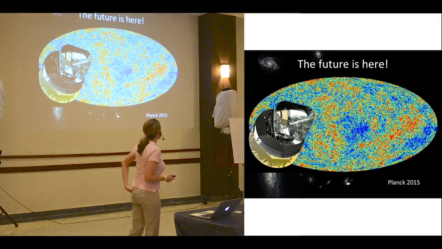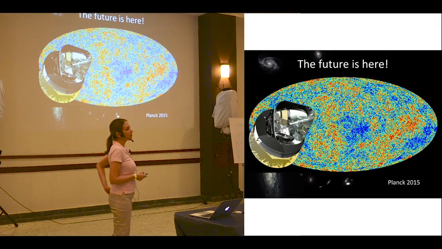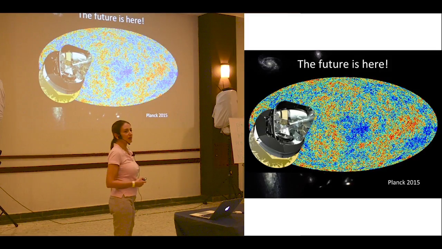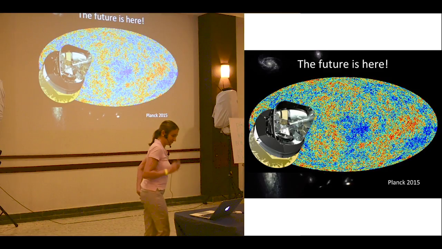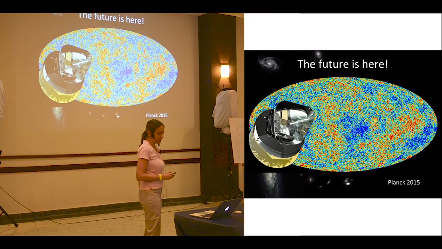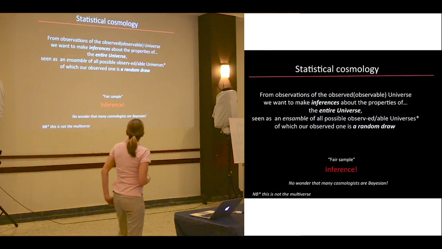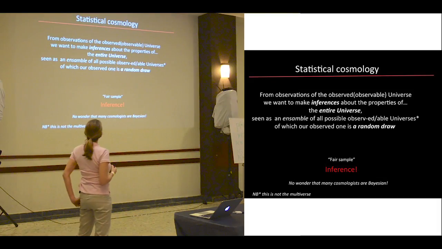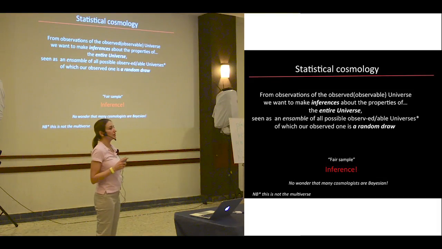In some sense, the future is here, because for the primary temperature anisotropy of the cosmic microwave background, the Planck results are basically the ultimate experiment. I say primary, okay? Temperature. So there's more to do, but for primary temperature, we have an ultimate experiment. And so, from observation of the observable universe, now we want to make inferences about the properties of the entire universe.